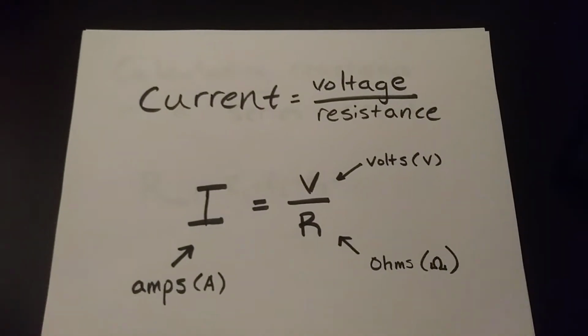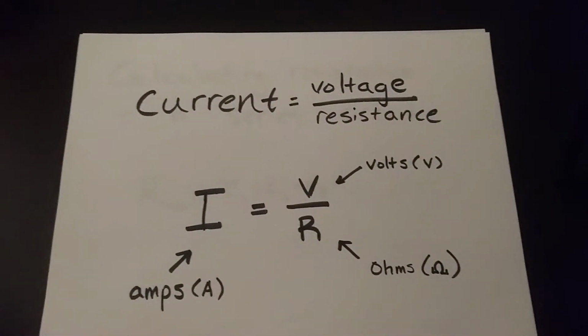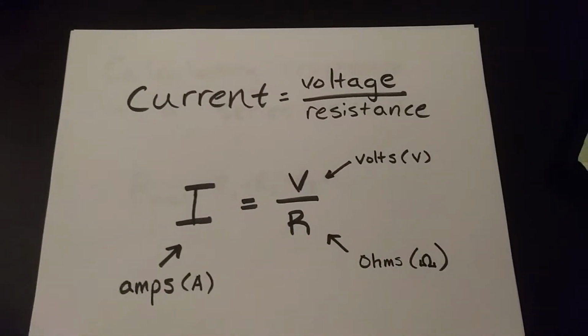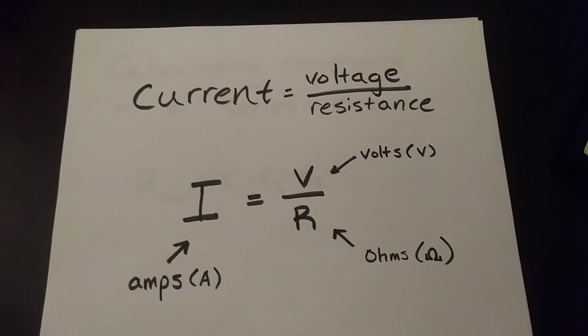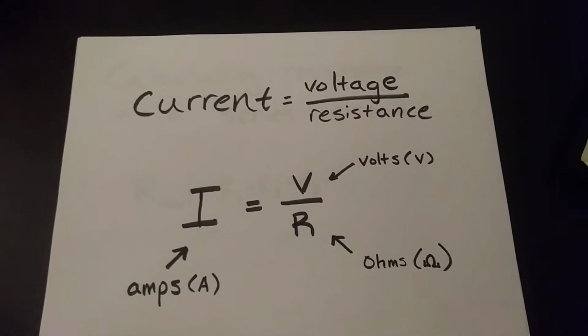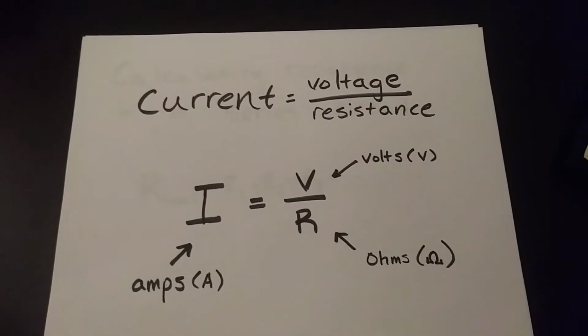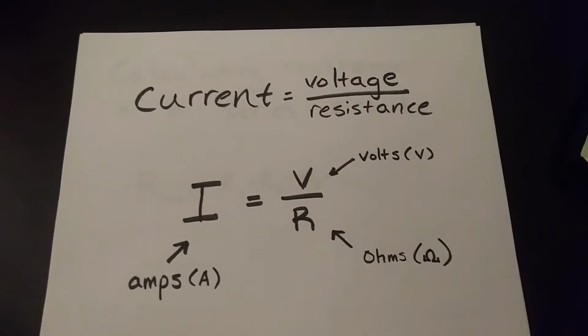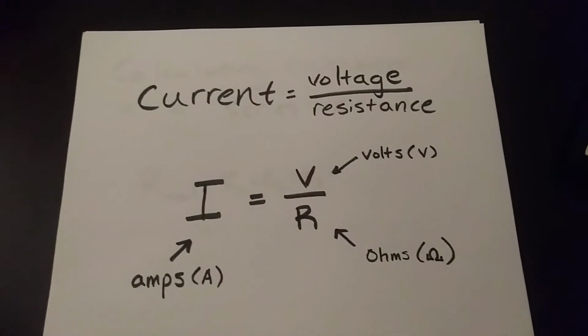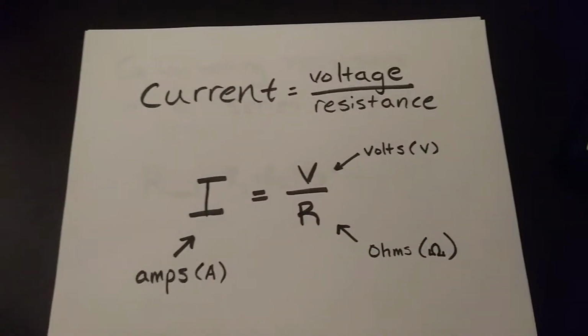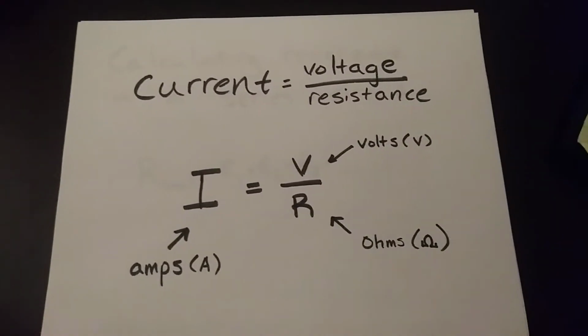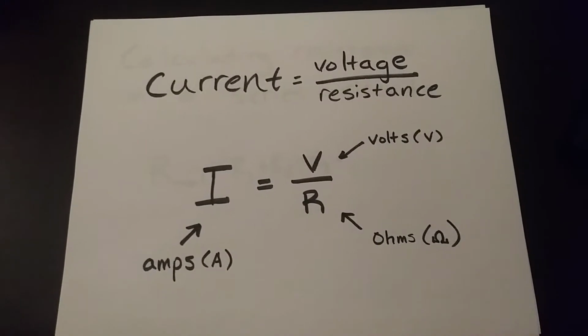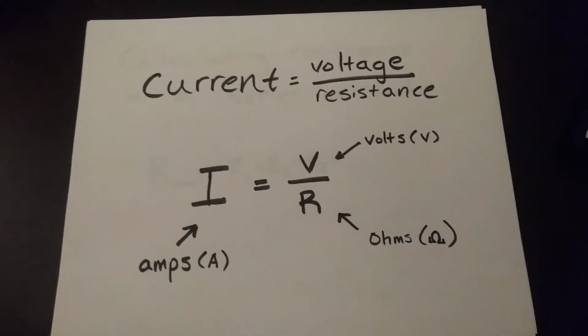So, when you're calculating resistance, voltage, and current, you're going to use the formula you see at the top. That current is equal to voltage divided by resistance. The symbolic form of this equation is I equals V over R, where I is measured in amps. The symbol for that is A.